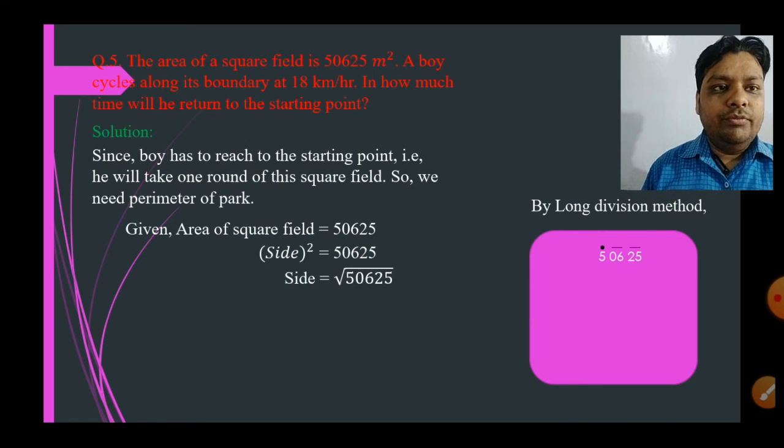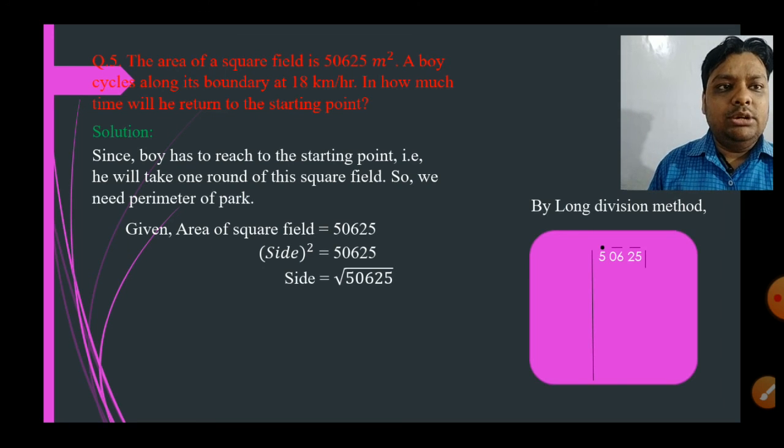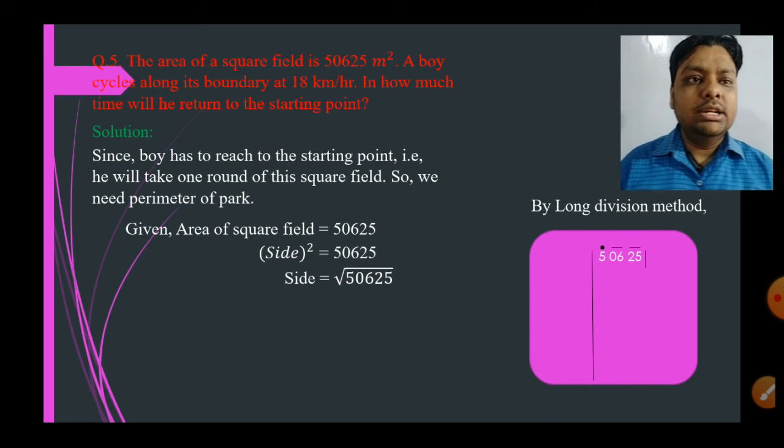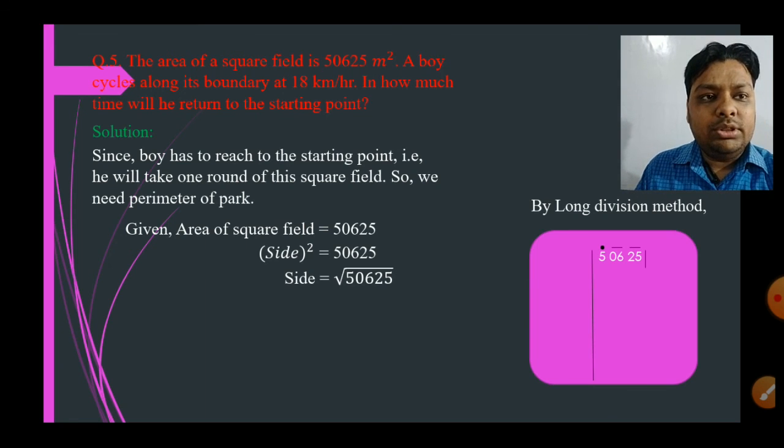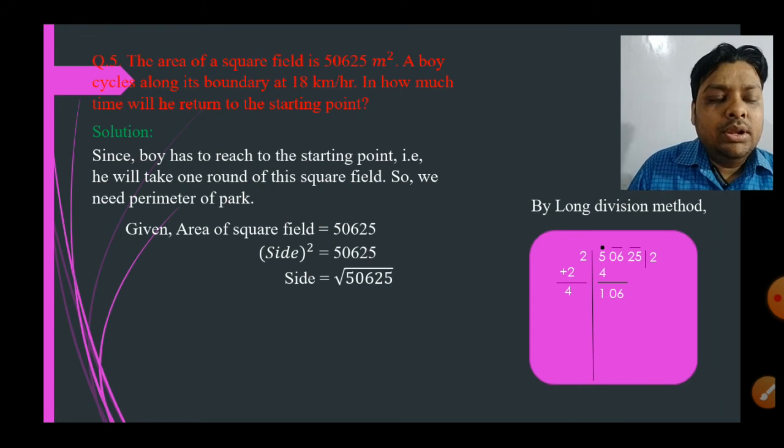Then one longer sign and one smaller sign. 0 into 0 is 0, 1 into 1 is 1 which is less than 5, 2 into 2 is 4 which is less than 5, 3 into 3 is 9 which is more than 5. It means we cannot take 3, we will take 2. So we write 2 in the divisor side and 2 in the quotient side. Then 2 2s are 4, and 5 minus 4 is 1, and we note down the second period 06 just beside 1.